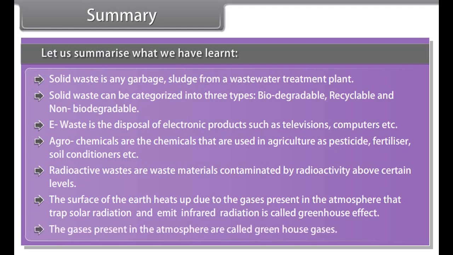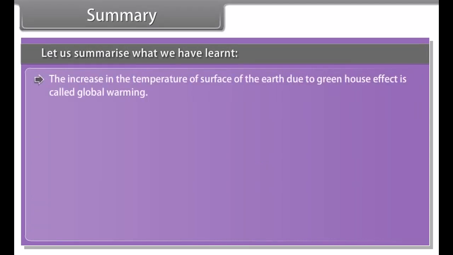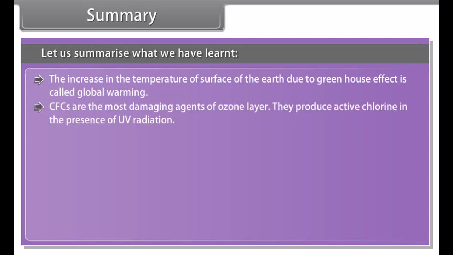The gases present in the atmosphere are called greenhouse gases. The increase in the temperature of surface of the earth due to greenhouse effect is called global warming. CFCs are the most damaging agents of ozone layer. They produce active chlorine in the presence of UV radiation. The removal of top fertile soil is called soil erosion.